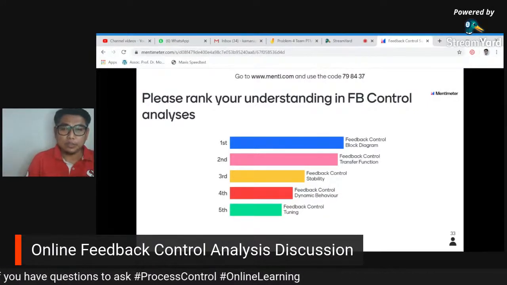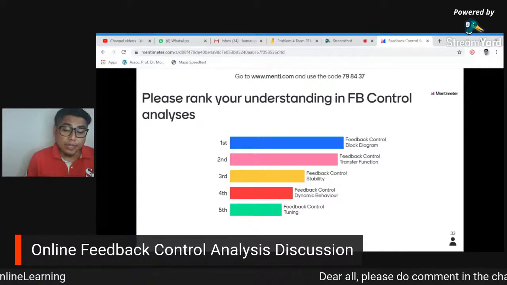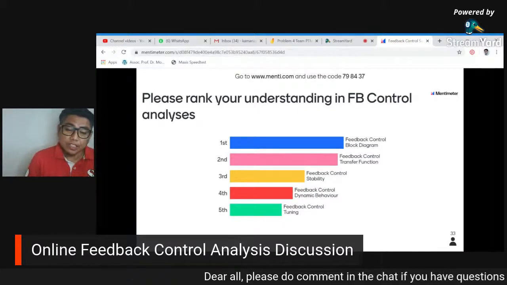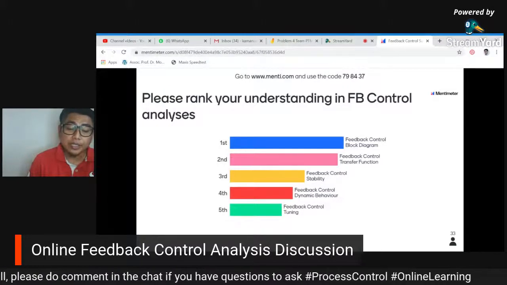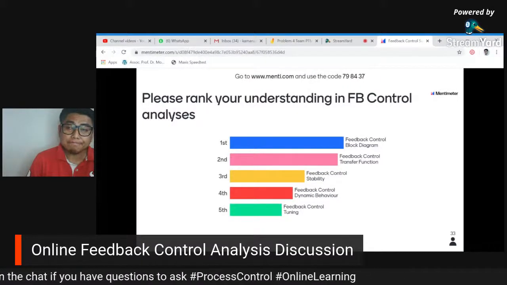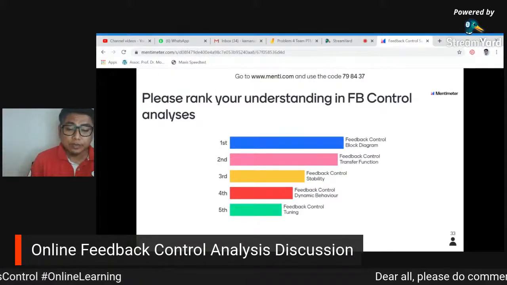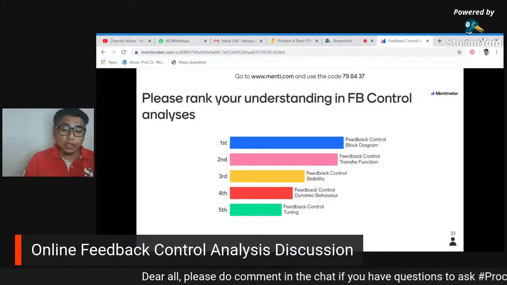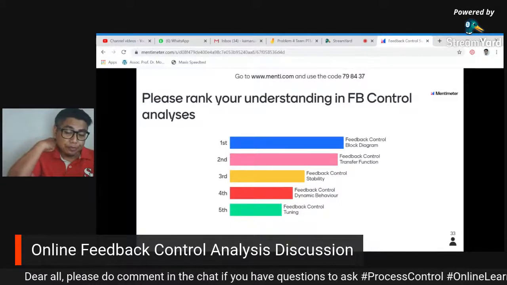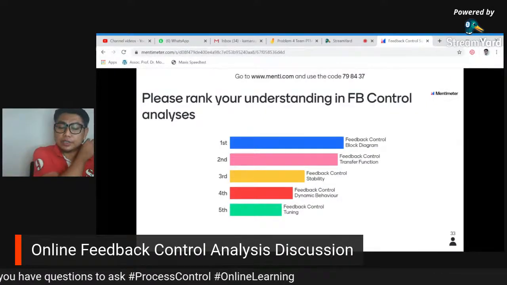Okay, in terms of polynomial equations, the system can be a first order system, a second order, a third order, or higher order. If it's a higher order, then you need to transform or estimate it into first order plus time delay. Now we are talking about the dynamic behavior for this block diagram.